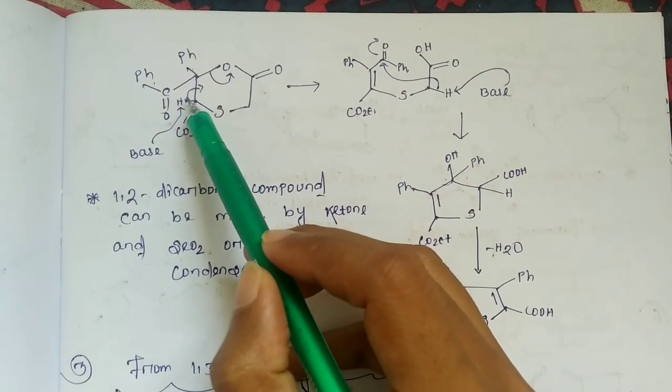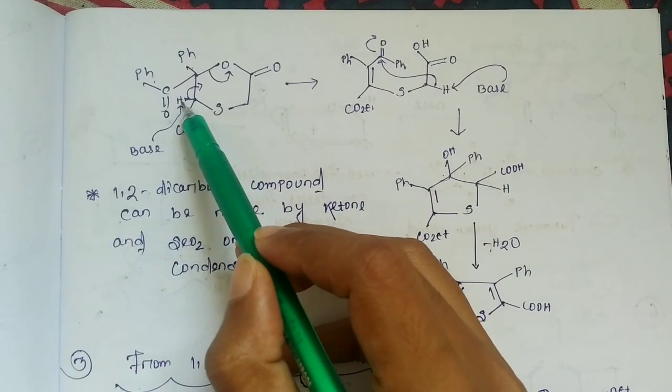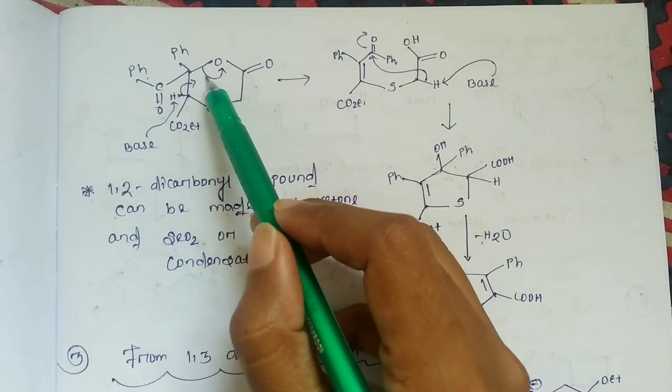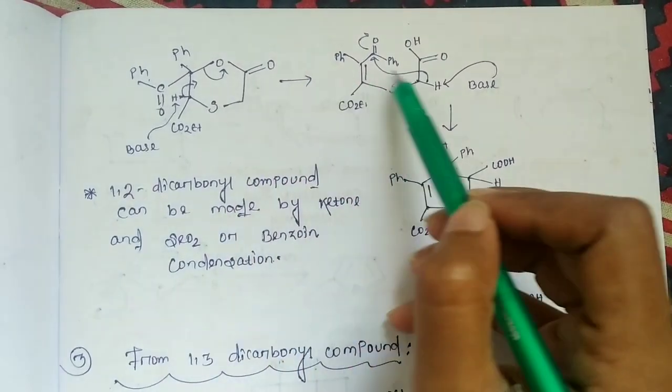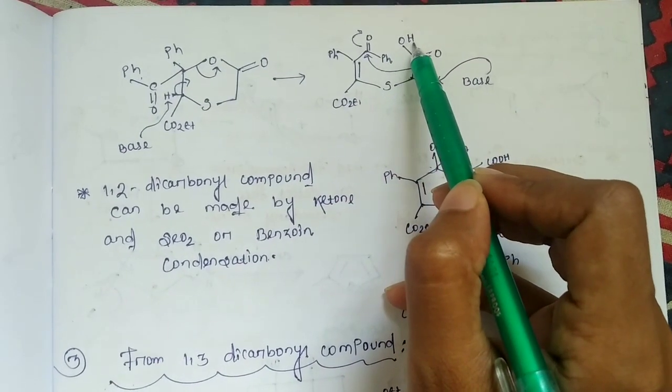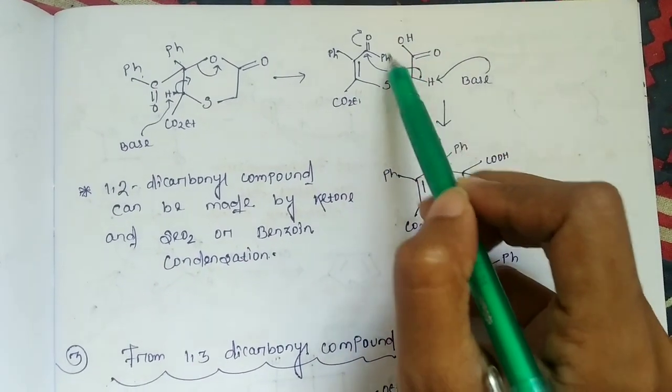Then the base will abstract this hydrogen. This bond will move here, and this bond will move to the oxygen. Then the oxygen will abstract the proton. It will become the carboxylic acid.